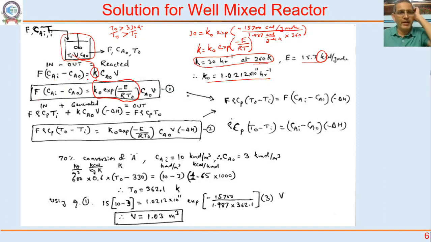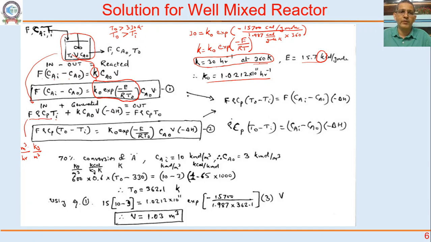Okay, now same way, can we write a heat balance? Enthalpy balance, if we write on this control volume, F flow rate into rho into Cp into Ti is the enthalpy coming in. Look at the units. Flow rate, if you like, is in meter cube per hour. Rho, kg per meter cube.